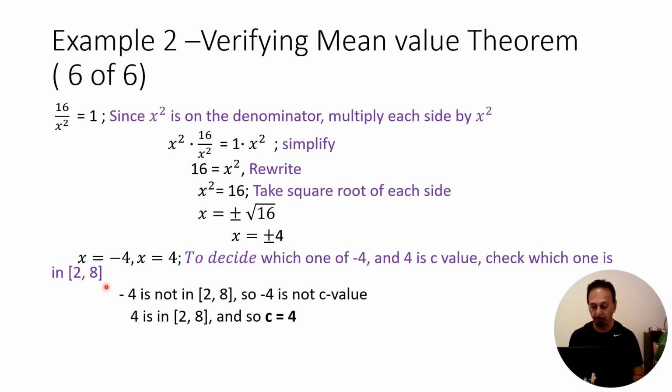So now we have two values, x equal to negative 4 and x equal to positive 4. To decide which one of minus 4 and 4 is the c value, we check which one is in the interval (2, 8). So you see minus 4 is not in the interval, so minus 4 is not a c value. But 4 is in the interval (2, 8), so c is equal to 4.